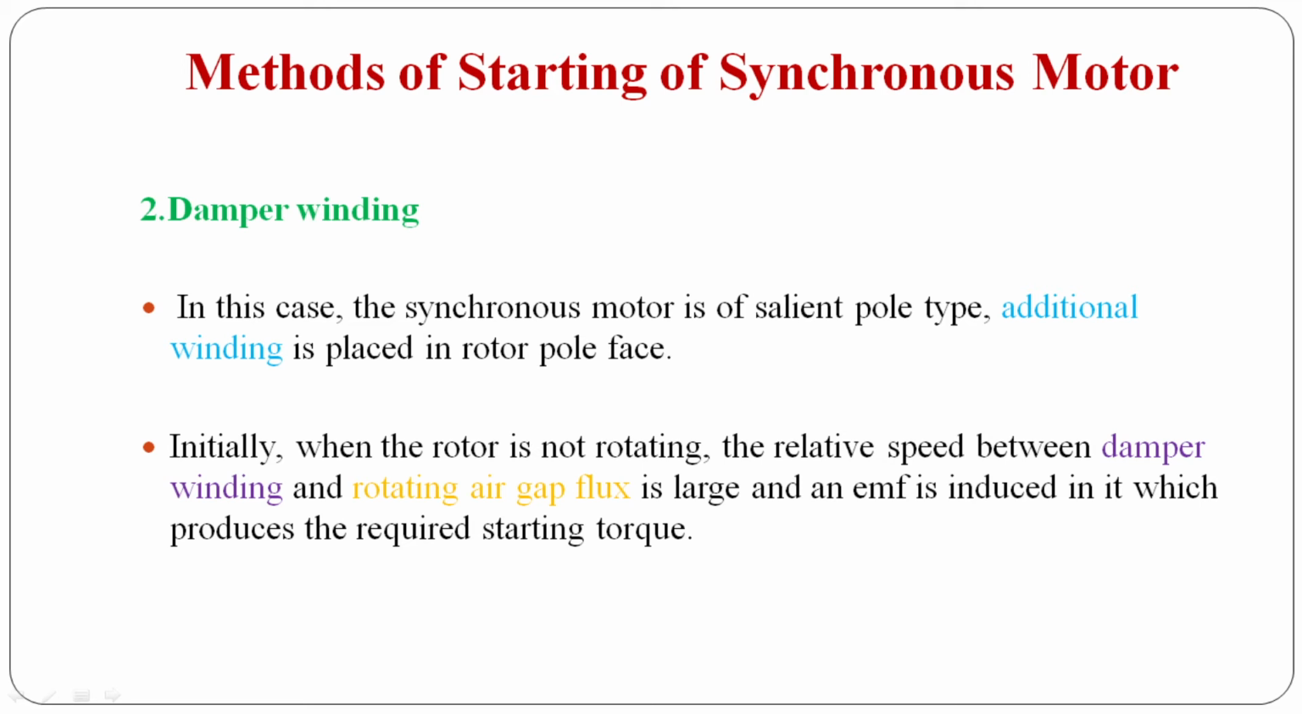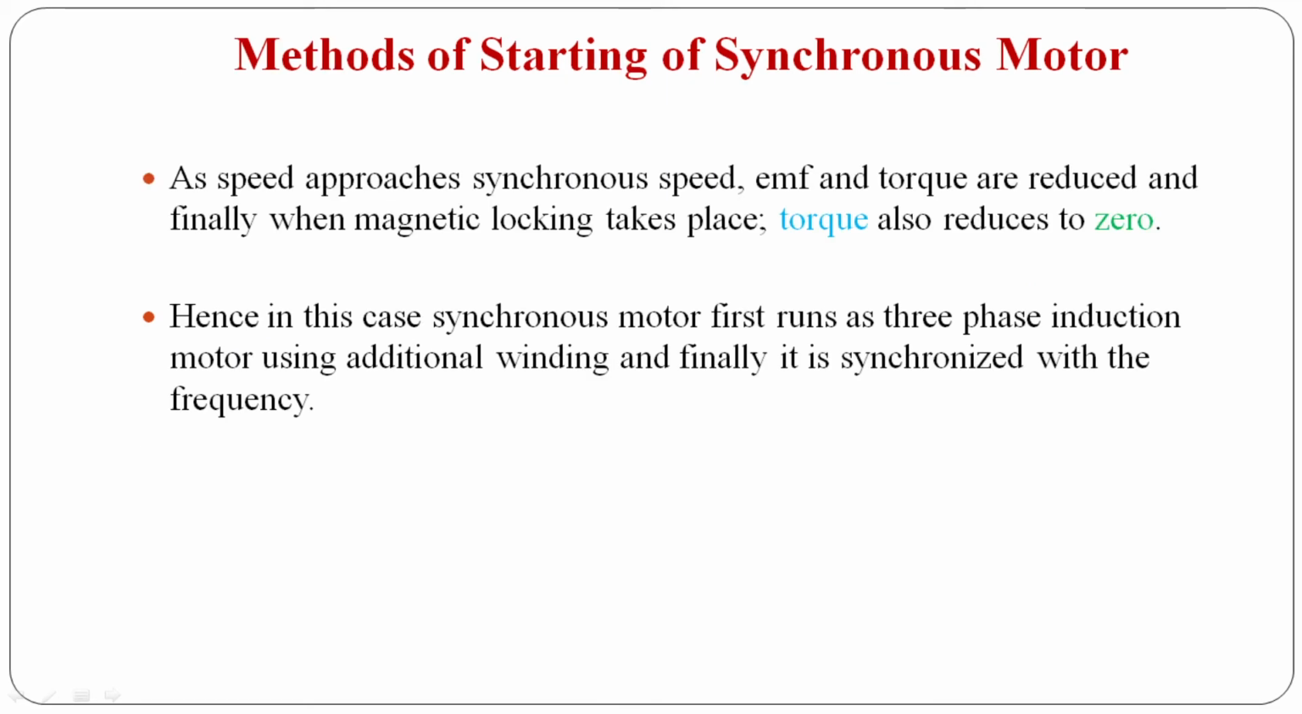So we are keeping an additional winding here, and there will be some relative speed between this damper winding and the rotating magnetic field, and this will be very large, and EMF will be induced in it, which will produce the required starting torque. As the speed approaches synchronous speed, EMF and torque are reduced, and finally when magnetic locking takes place, torque also reduces to 0. Hence in this case, the synchronous motor first runs as a three-phase induction motor using the additional winding, and finally it is synchronized with the frequency.